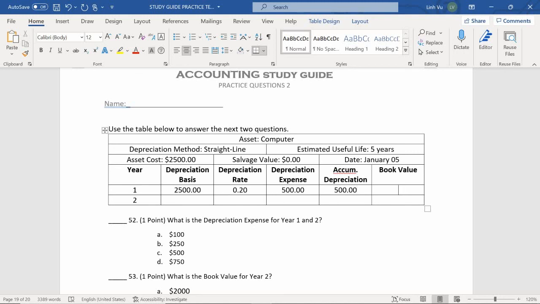So what's my book value going to be? $2,000. You take the asset cost of $2,500 minus the accumulated depreciation of $500 to give you a total of $2,000. Now the depreciation base is the same, and the rate too. So we have the same depreciation expense, and we add 500, so we have 1,000. What's my book value now? $1,500. Now let's answer the question. What is the depreciation expense for year 1 and 2? C. Good.